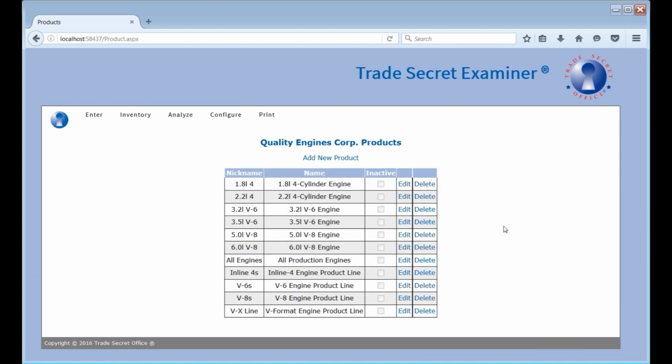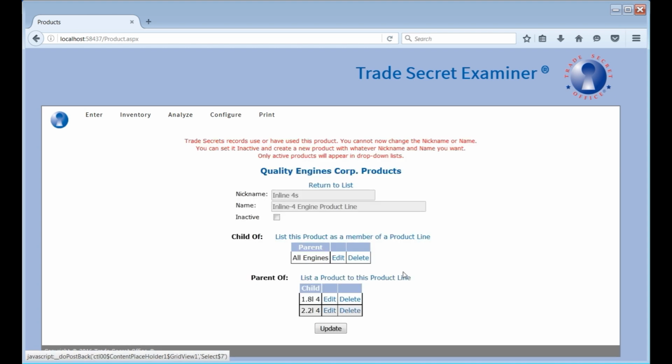Products, we've entered our products here. I can't give you a list to select from here because I don't know what you make. But I can take a look at these products, and one of the things I can do is look at, for instance, the inline 4 product line, and let me look at that. And you can see here that it has a parent of all engines. So the inline 4 product line is a part of the bigger product line of all engines. You can also see that it is a parent to the 1.8 liter 4-cylinder and the 2.2 liter 4-cylinder. So the inline 4 engine product line includes both of those two engines.